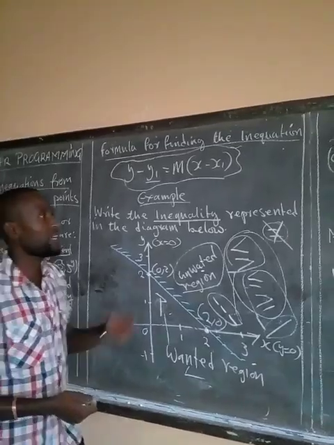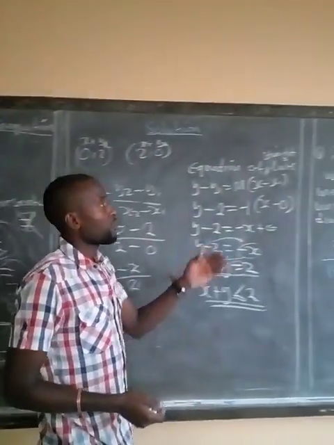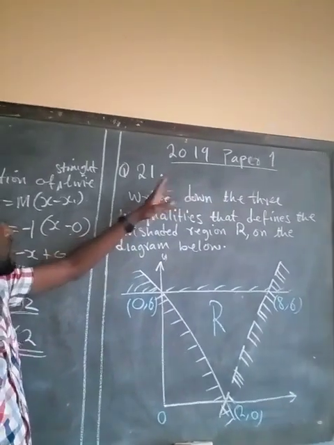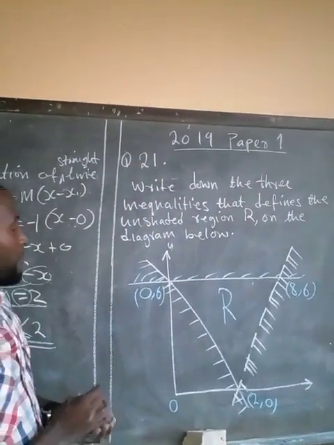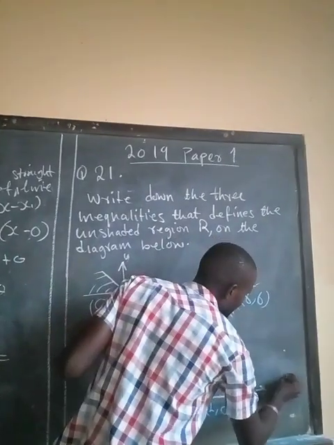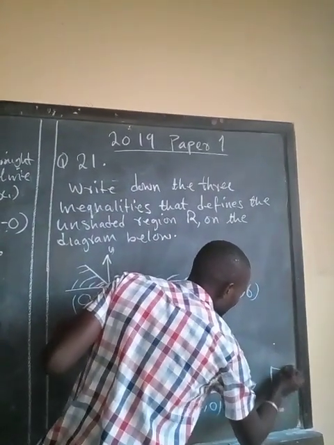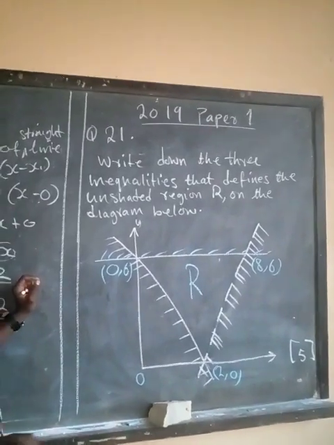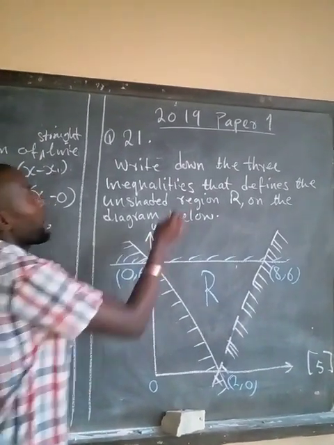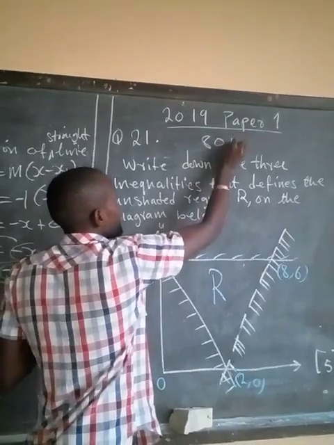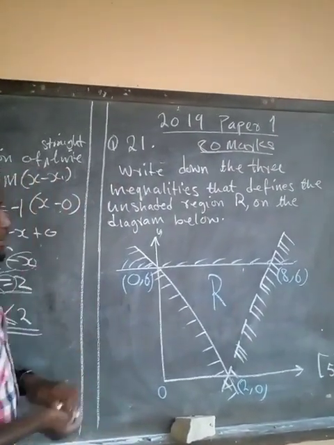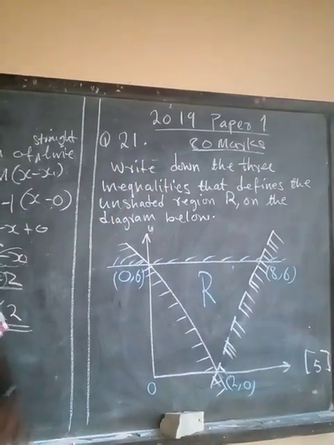Here is a very good example. We are looking at 2019 paper 1. This is question 21, and it carries about 5 good marks in your paper 1. And we know that paper 1 is always out of 80 marks. So when you have 5 marks out of 80, you know that you are doing good.